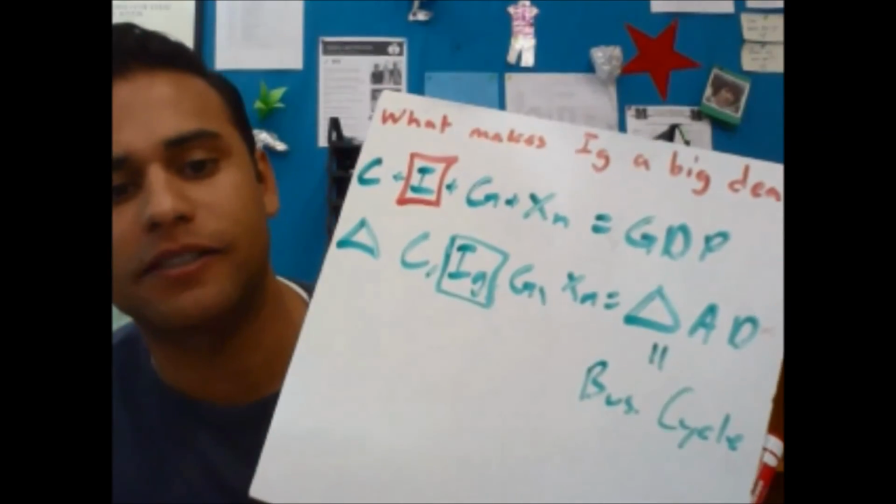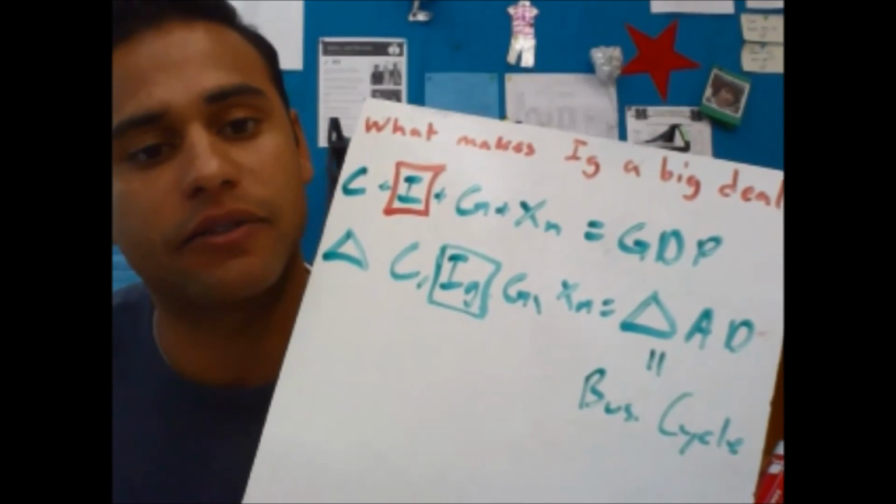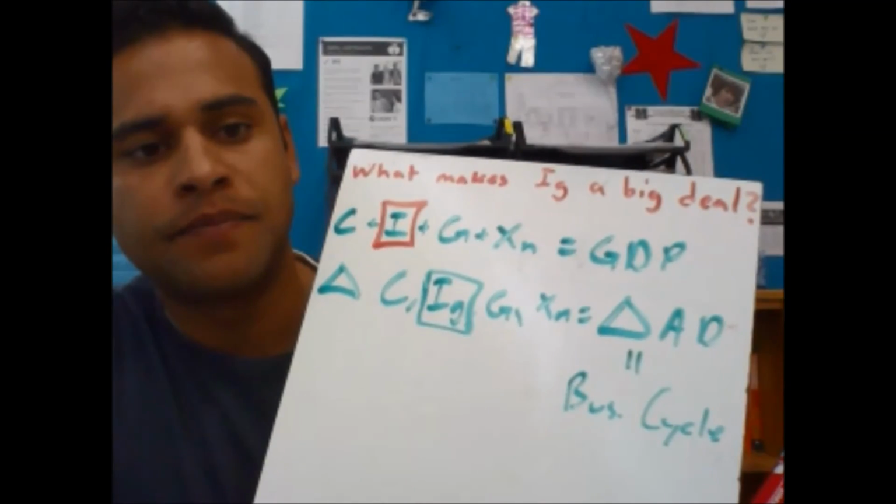So a change in aggregate demand is the business cycle. And that's a big deal because this course exists because the business cycle exists, and we're trying to figure out how to stop it. We're trying to counter the business cycle. So a change in aggregate demand equals the business cycle. So why is investment any more of a big deal than any other component of GDP? I guess that's where we're at now. That's the question at this point.